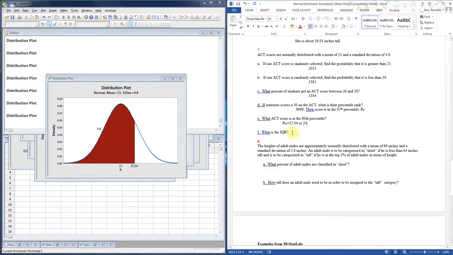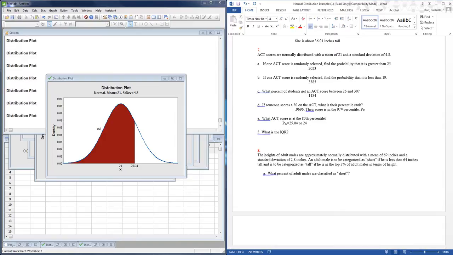Cool. Now, here's a really fun question. This is probably my favorite one on this page. What's the IQR? Okay, so hopefully you remember the IQR is quartile 3 minus quartile 1. So how do you find the quartiles? Well, remember quartile 3 is going to be the third quartile.